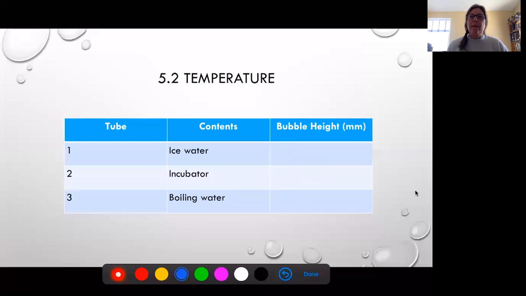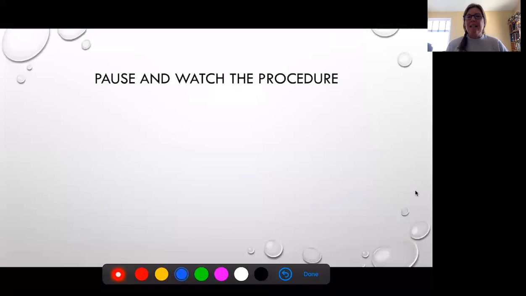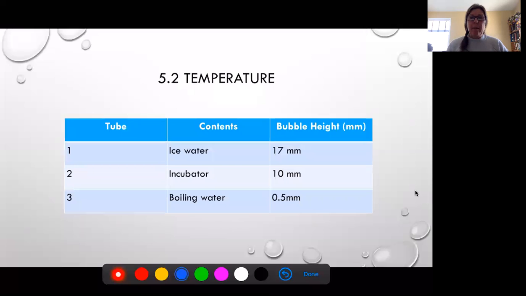The next lab that we're going to do is to see which temperature the catalase works best in. So again, you would have a test tube in ice water, in an incubator that's kind of around room temperature, and then boiling water. So what I want you to do next is again, pause this video and watch that procedure. Here are the numbers that I want you to use for that particular lab.